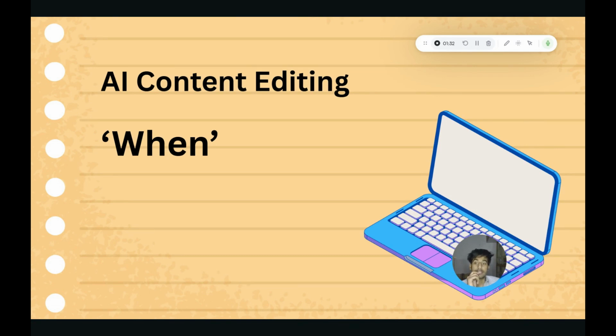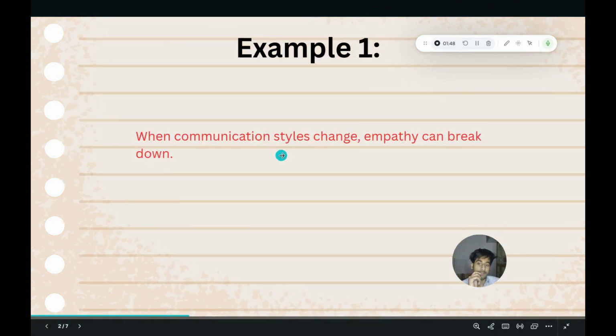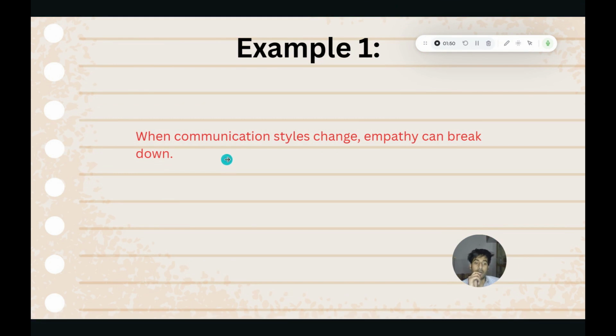This is something I have observed consistently when I am editing content that has been written with the help of AI. So what is "when"? Let's see an example. "When" is a type of sentence structure where cause and effect is clearly visible. For example, here: "When communication style changes, empathy can break down."